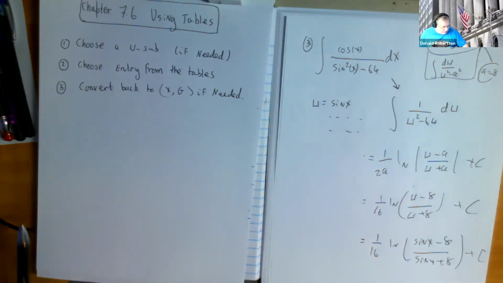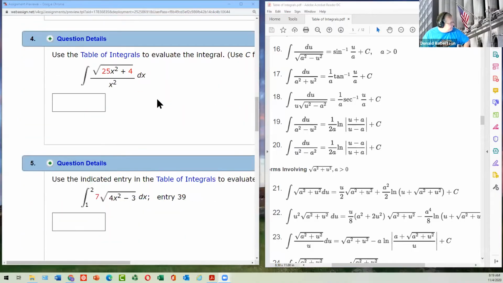So that's the process. Now, we're going to return back to the original questions. There are only 10 of them. And we'll talk a little bit more about how you solve them. Question 4 does not need a U sub. All you need to do is go look for something that looks like number 4, right? The X is replaced by U's. So you're going to look for something that has 25 U squared plus 4 over U squared, right? And there's going to be an integral in there that has that shape.